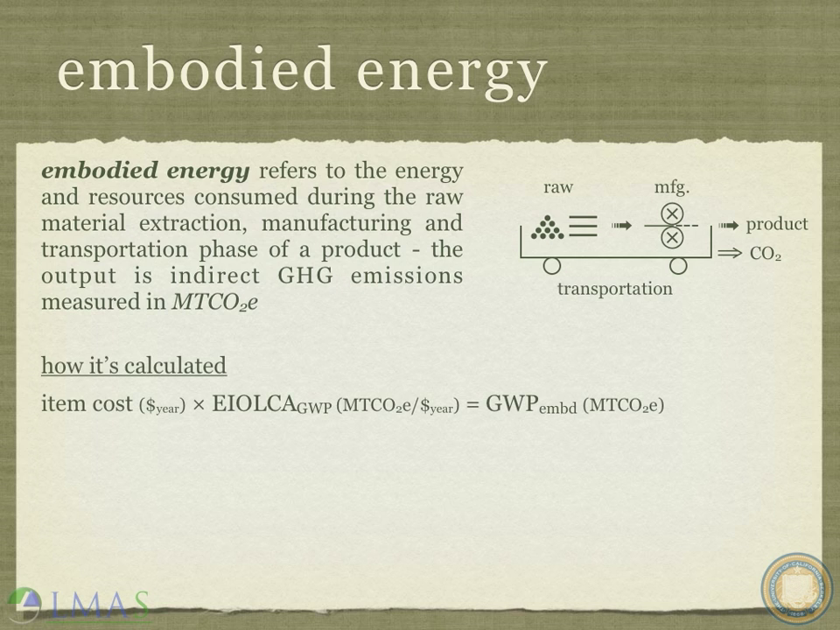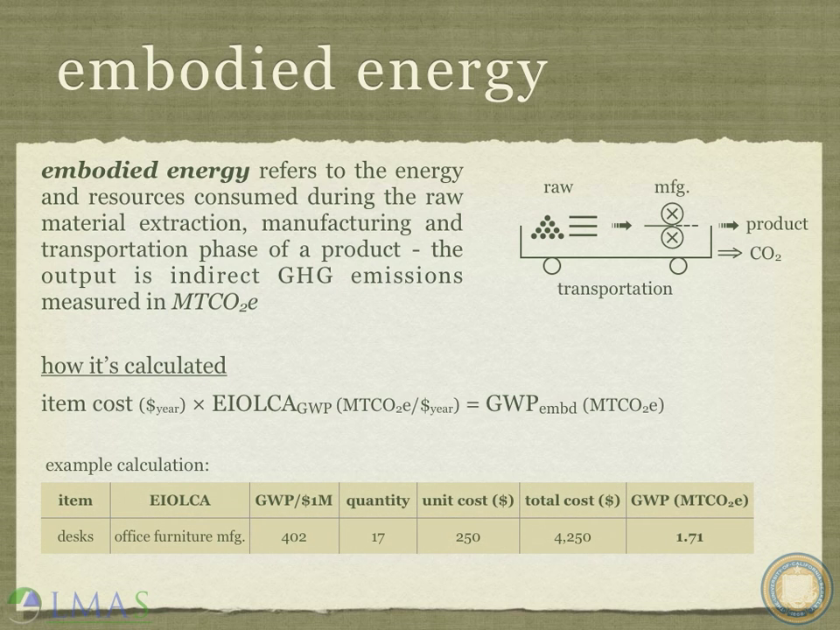To determine the emissions from embodied energy, the product's cost is multiplied by the EIO LCA GWP of that product's industrial sector. The data is given in emissions per US dollar. Note that due to inflation, both the product's cost and economic activity must be of the same year. Therefore, price adjustments may be necessary. An example of desks is given below.